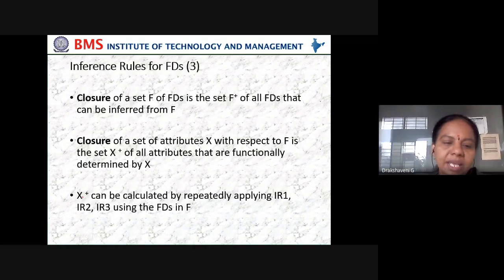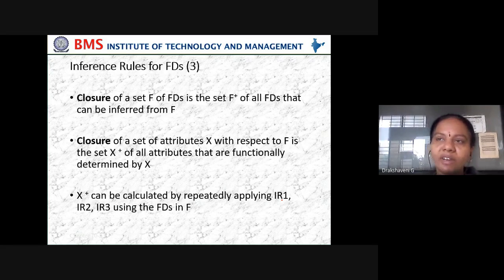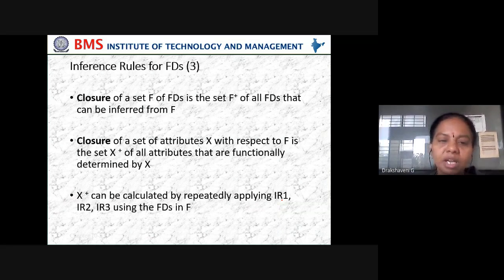X plus can be calculated by repeatedly applying the inference rules. Can I apply the first rule, reflexive? Can I apply the second inference rule, augmentation? Can I apply the third rule, transitivity? And check whether the set X plus is the closure with respect to the functional dependencies of F or not. That is what we are trying to do.